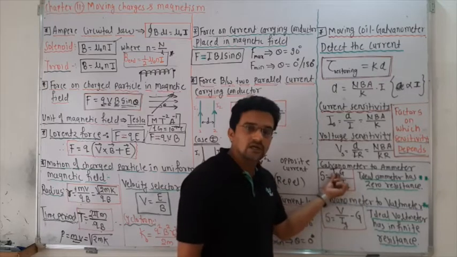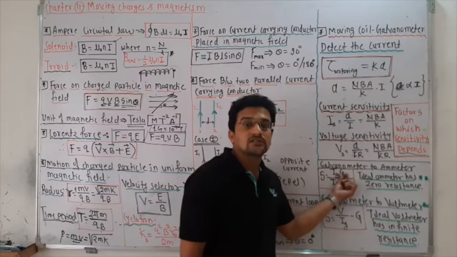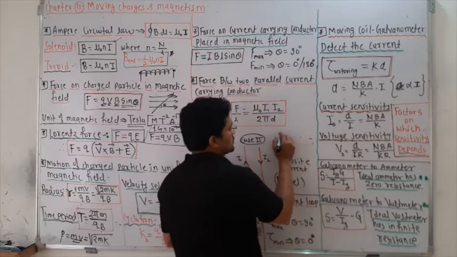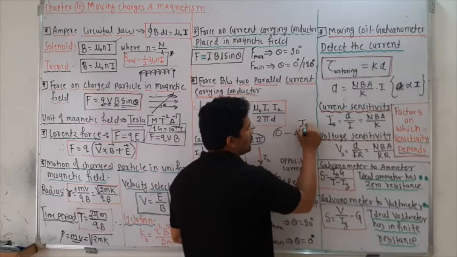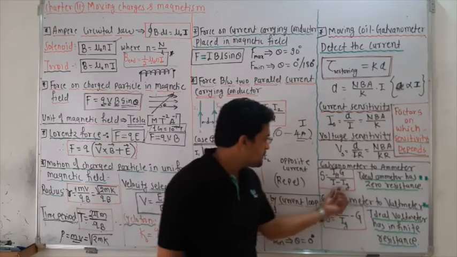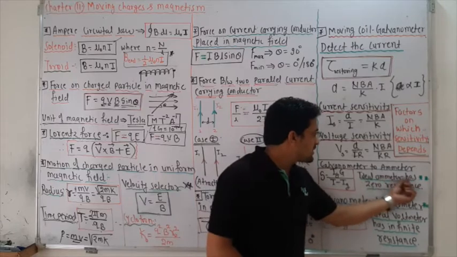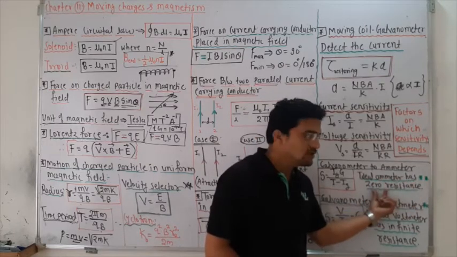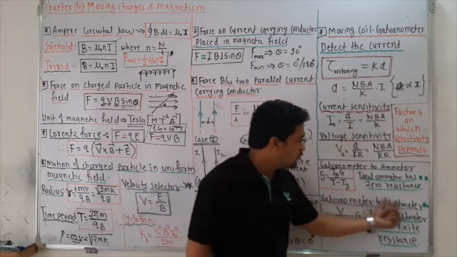Ig is nothing but the current flowing through the galvanometer. G is nothing but the resistance of the galvanometer. I is nothing but the range. Okay, so they will give you a range 0 to 4 ampere, something like that. So 4 is nothing but the value of I. And Ig is nothing but the current through the galvanometer. Now an ideal ammeter has zero resistance. So remember this statement, ideal ammeter has zero resistance. Sometimes they ask.